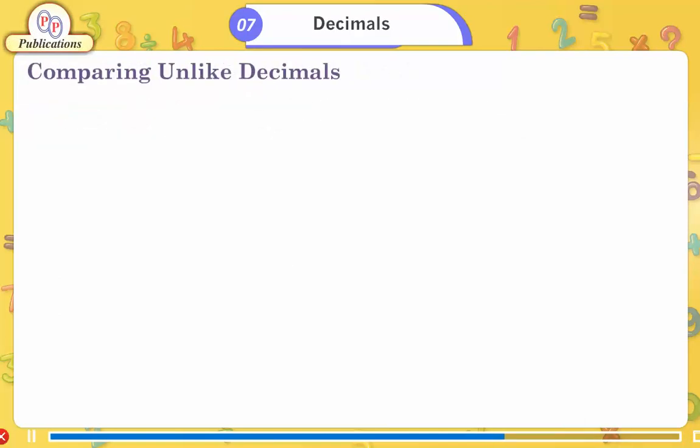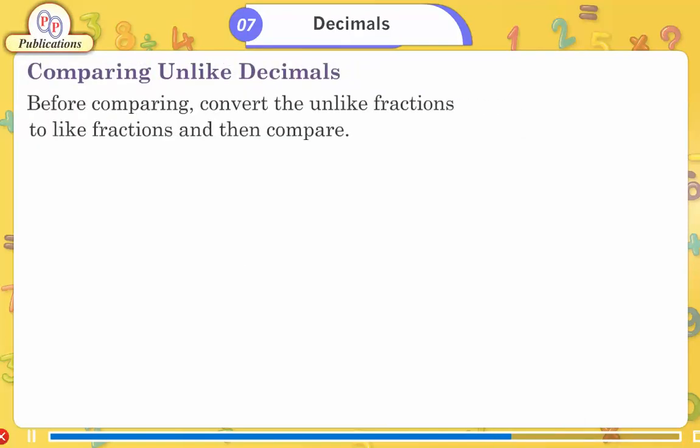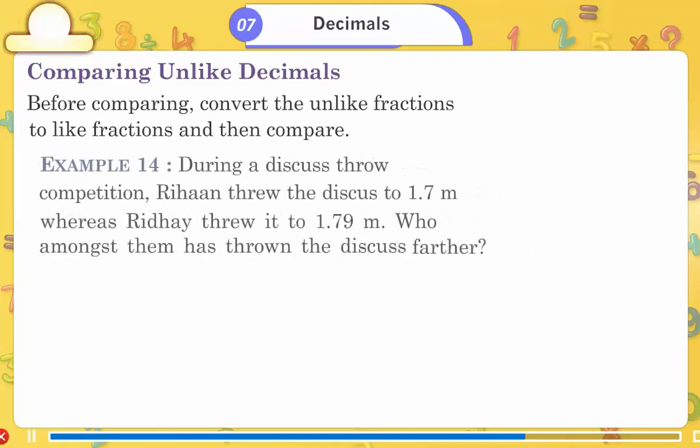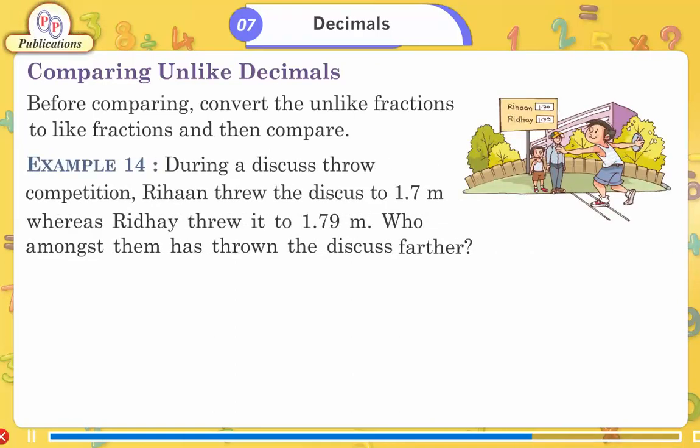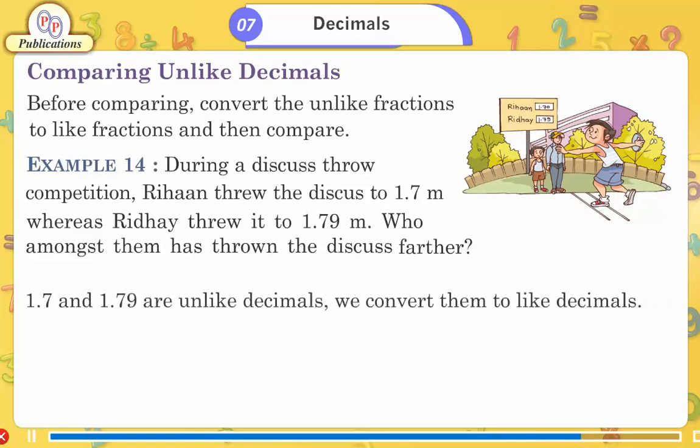Comparing unlike decimals. Before comparing, convert the unlike decimals to like decimals and then compare. Example 14. During a discus throw competition, Rehan threw the discus to 1.7 meters, whereas Ridhai threw it to 1.79 meters. Who amongst them has thrown the discus farther? 1.7 and 1.79 are unlike decimals. We convert them to like decimals.